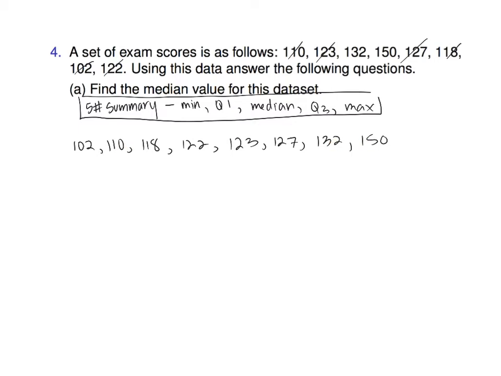Okay. So the median is the middle, but in this case there are two middles. So to find the median, we find the mean, or we average those two. So the median is equal to 122 plus 123 over 2, which is 122.5.